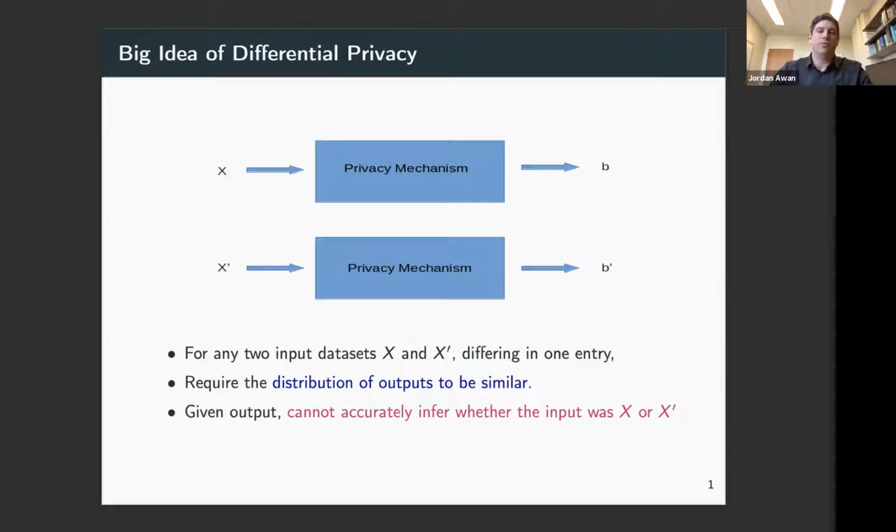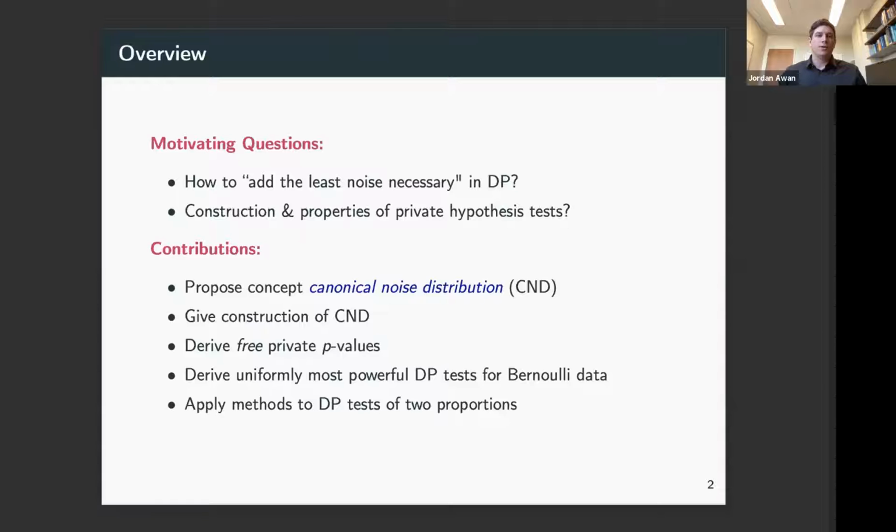But from another perspective, we could think that given the output, it should be difficult to infer which input we started from. So the key ideas with differential privacy are, one, we need to introduce noise, and that this results in some constraint on the algorithm. The two questions that we're going to focus on in this talk and in this project are, one, how can we add the least noise necessary? Or another way of phrasing that is, how do we fully use the privacy budget? I will make this precise in a moment.